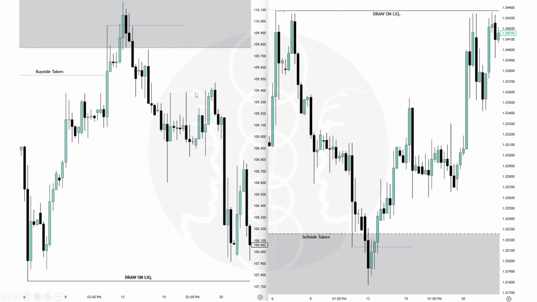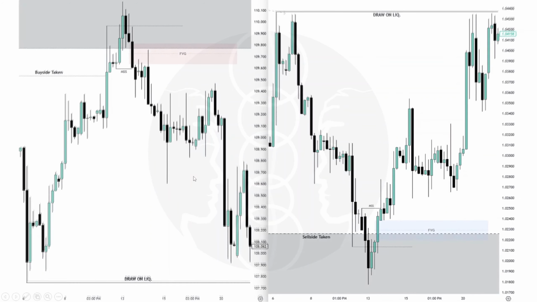A bullish SMT is when one asset makes the lower low or the higher high right here, and another asset fails to make the lower low right here. You see, this swing is not going lower toward these swings, but this goes higher toward these highs. That's the SMT.